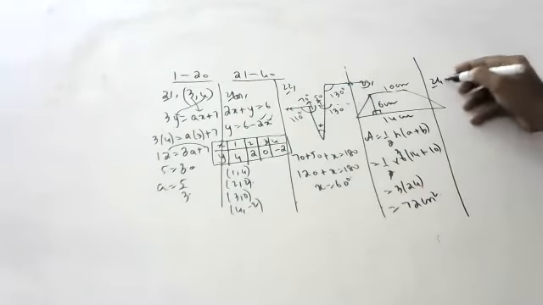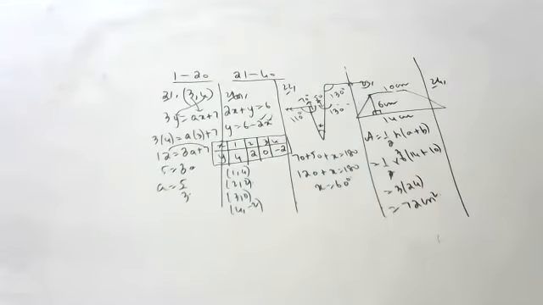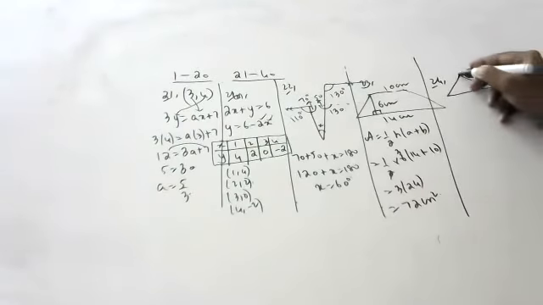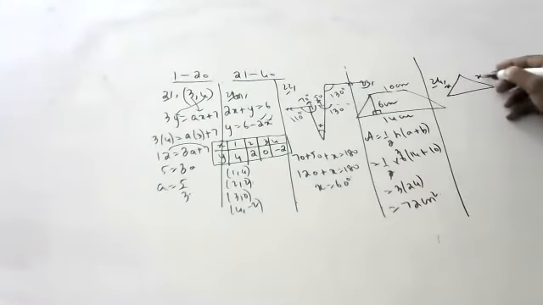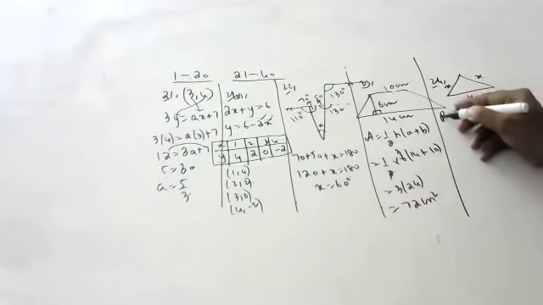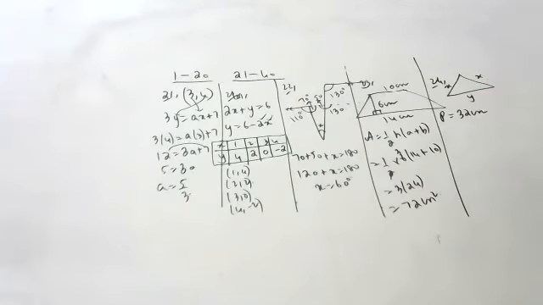72 centimeters square. The 24th question is, the perimeter of an isosceles triangle is 32 centimeters. Children, this is an isosceles triangle, means two sides are equal, one side is different. He is saying the perimeter is 32 centimeters. The ratio of equal sides to its base is 3:2. The question is, find the area of this isosceles triangle.